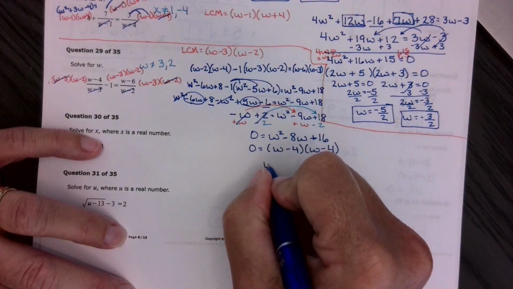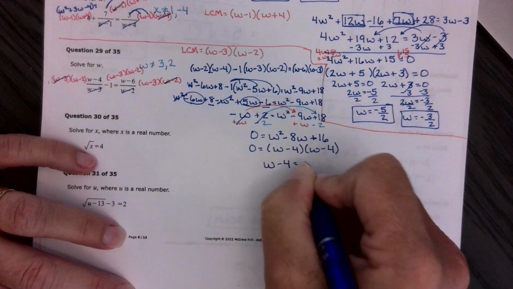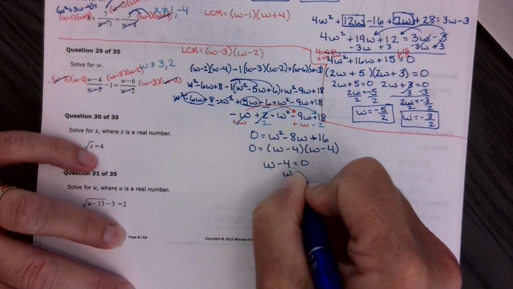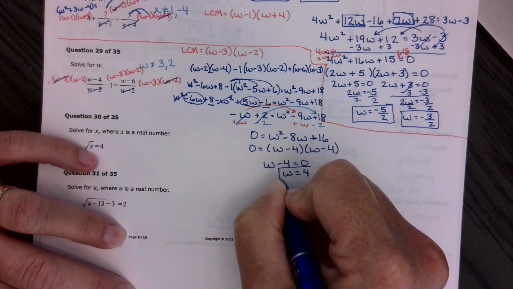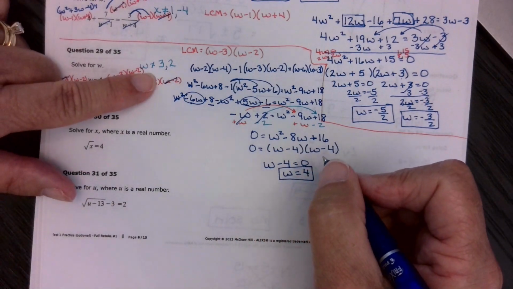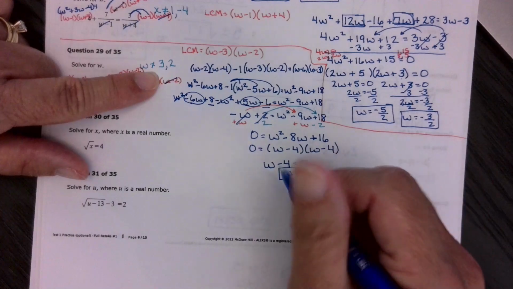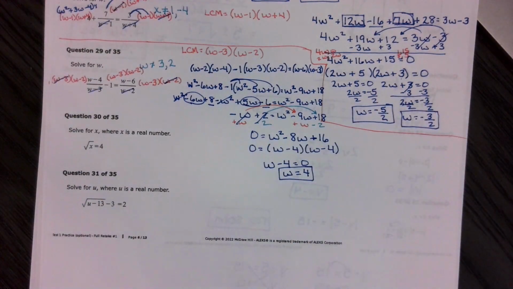So I only have to do it one time. So w is equal to a positive 4. And that's okay. If it hadn't been, I would have had to mark it out and put no solution. Okay.